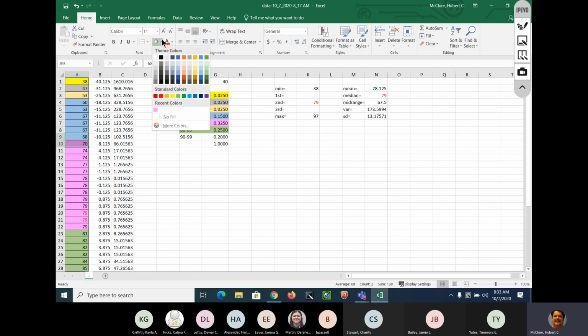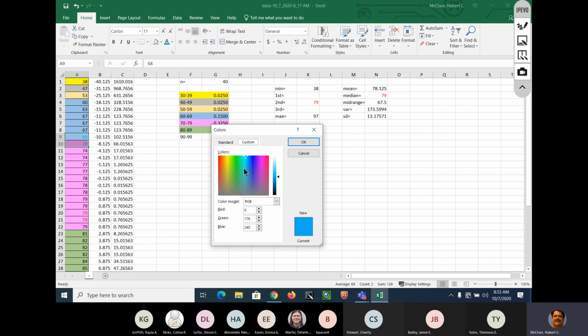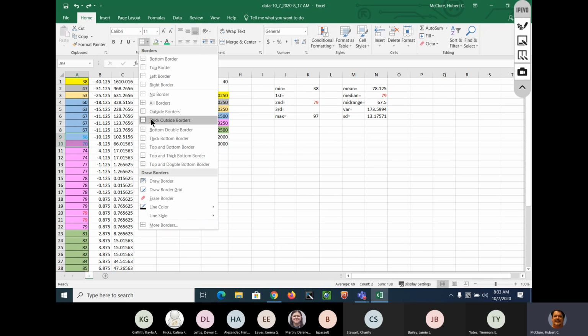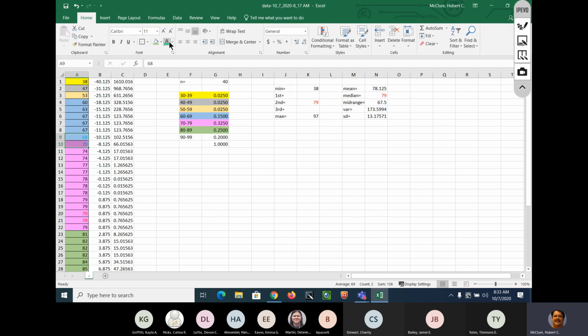And I'll color those. What color? Maybe blue? No, that's not a good color. I need to color them something different. That's red. That ain't gonna work. Something bright. Well, anyway, that's not gonna work. You'll just have to take my word for it. I'll put a box around them. How about that? And color them back black.